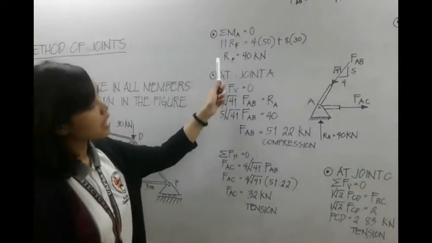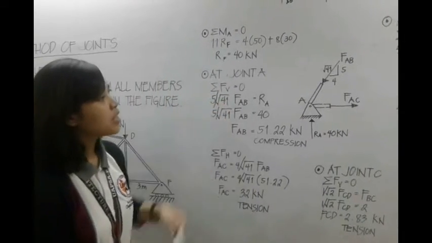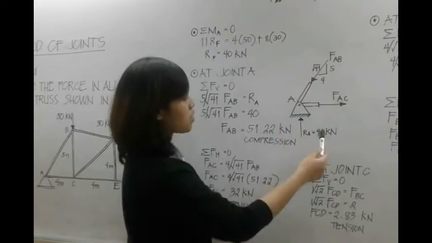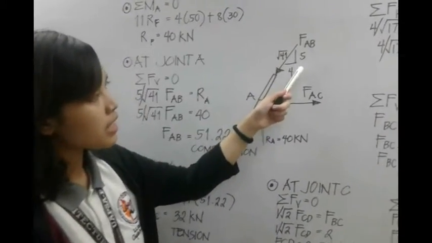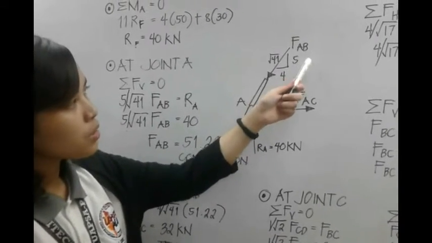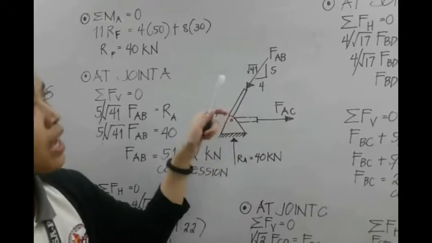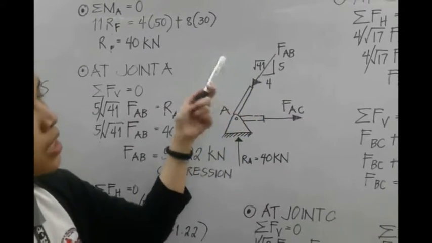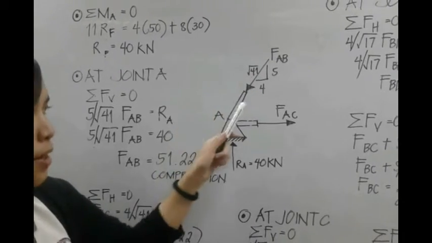After getting the reaction force, we proceed to joint A. Here is the free body diagram of joint A. In this free body diagram, we can see the distances, which are the y component, 5, and the x component, 4. From here, we can obtain the hypotenuse, which is square root of 41, by using the Pythagorean theorem.